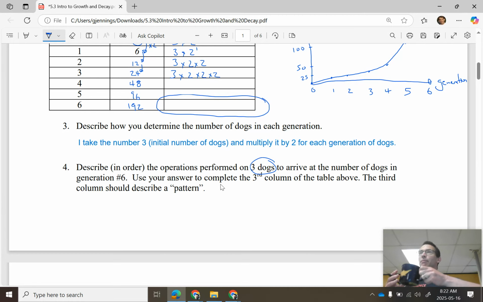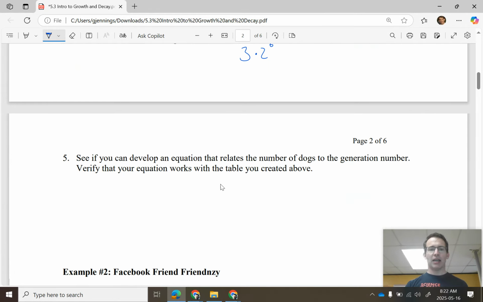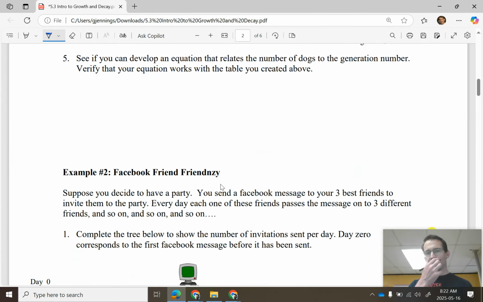Jude. Is it times 2 to the power of 6? Yeah, sure. I take 3 and multiply it by 2 six times, but you multiply it by 2 to the power 6. We are the same. Yeah, that's good. So it's 3 multiplied by 2 to the 6. So let's go back and can you develop an equation that relates the number of dogs to the generation number?